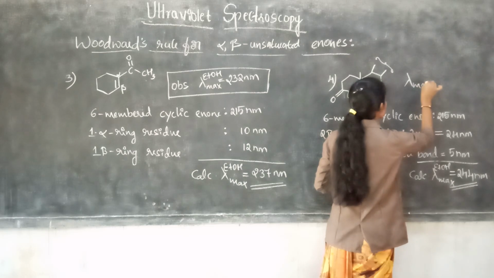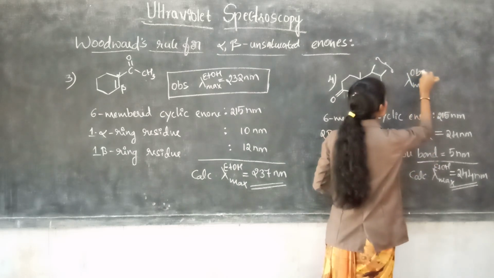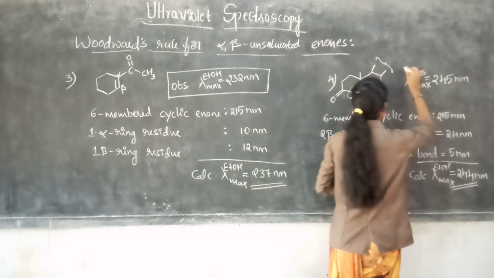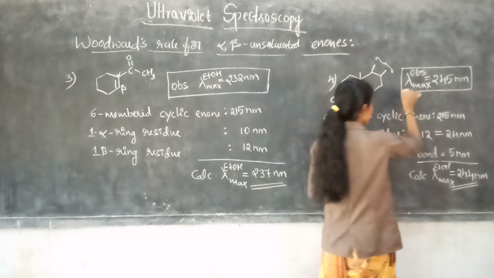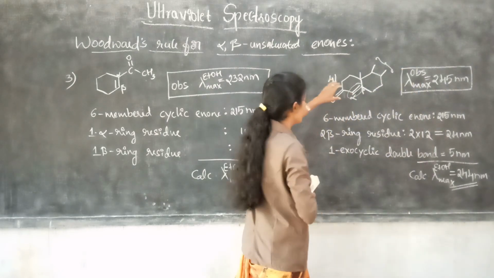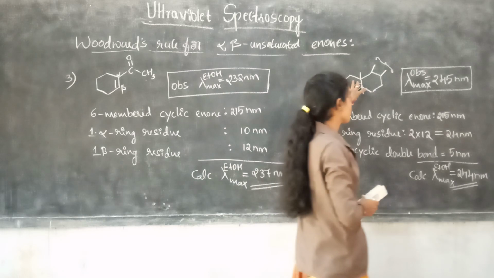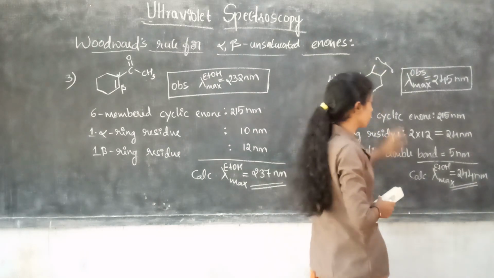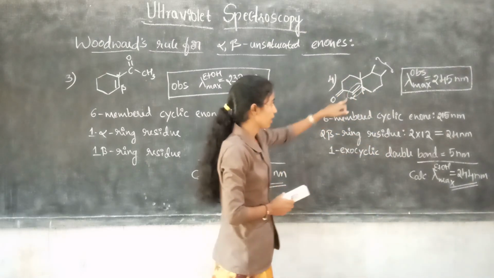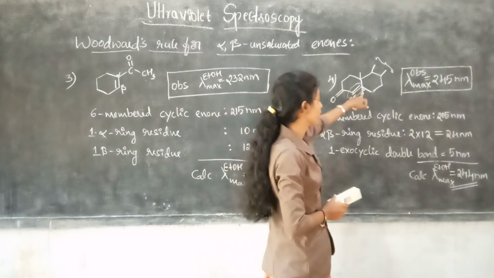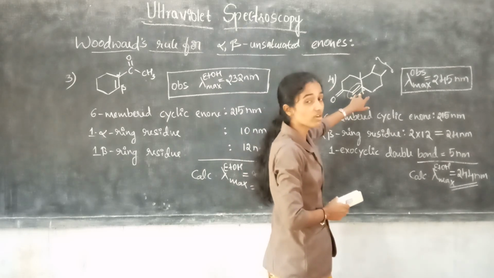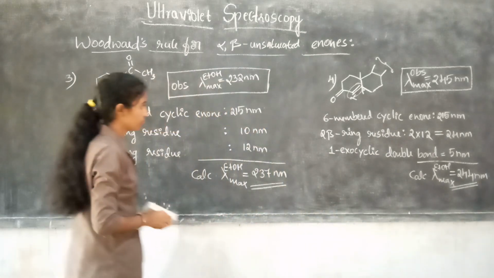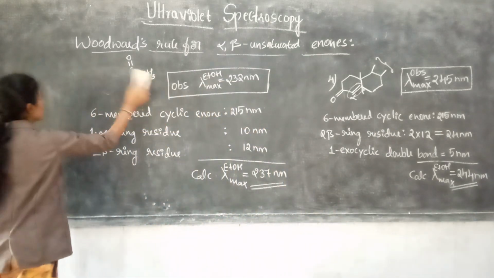In this case, it is observed at 245 nanometer. Remember one thing, here this bond is exocyclic to this system, and for each exocyclic double bond there will be addition of 5 nanometer, and at alpha position we don't have any substitution, whereas in beta position there are 2 ring residues. For each ring residue there will be addition of 12 nanometer. Now we will move on to another problem.